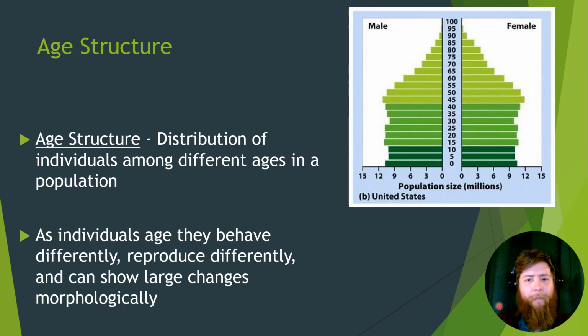When we talk about populations, we can talk about age structure. This is the distribution of individuals among different ages. How many people are 20? How many people are 10? How many people are 60? That is what this kind of measure gives us.